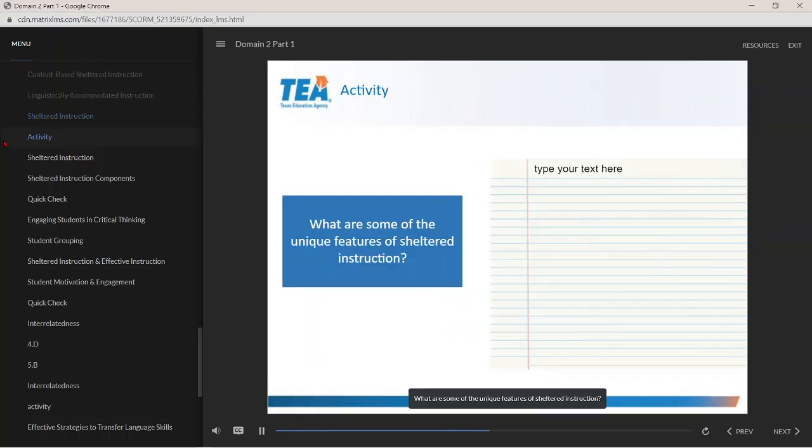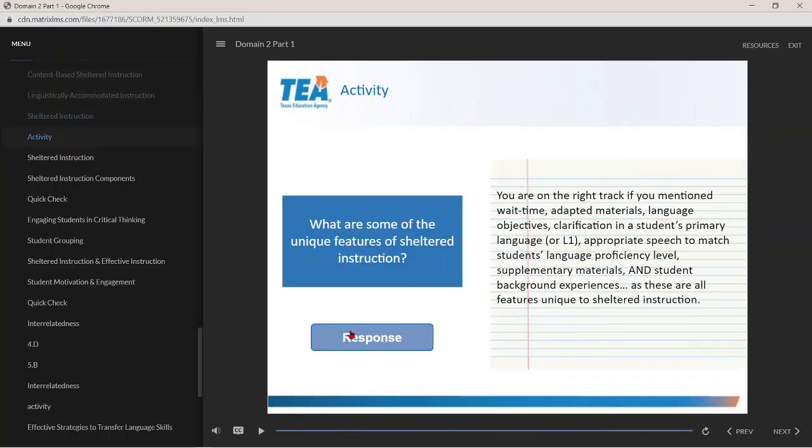What are some of the unique features of sheltered instruction? Although answers may vary, you are on the right track if you mention wait time, adapted materials, language objectives, clarification in a student's primary language or L1, appropriate speech to match students' language proficiency level, supplementary materials, and student background experiences, as these are all features unique to sheltered instruction.